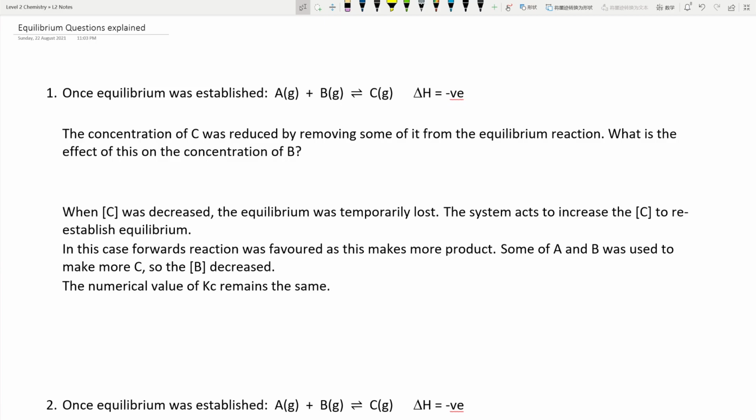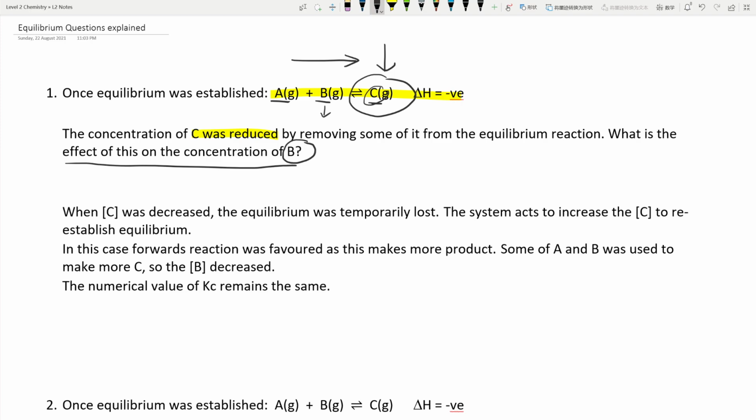First question, I have this equilibrium here, and the concentration of C was reduced. What is the effect on the concentration of B? C is reduced, that means the equilibrium is no longer there. So what does it do to minimize the change? It's going to favor the forward reaction to make more C, therefore it's going to shift to the right. You're going to use A and B to make more C, so the concentration of B is going to decrease because you're going to use it.